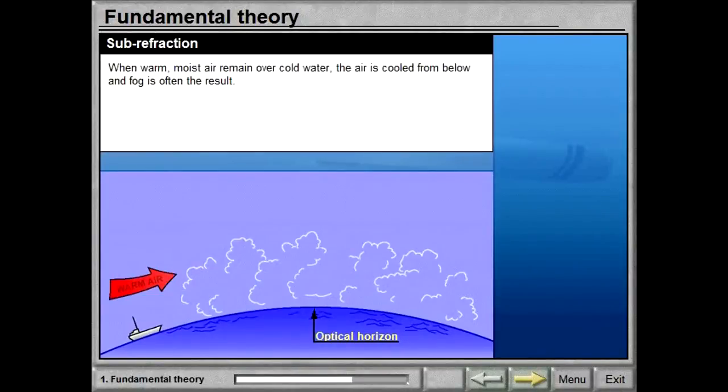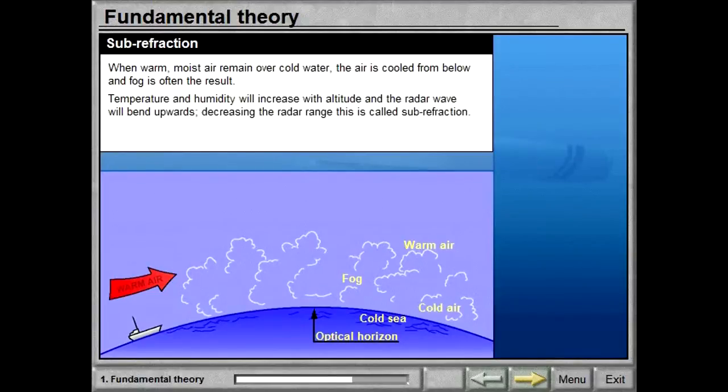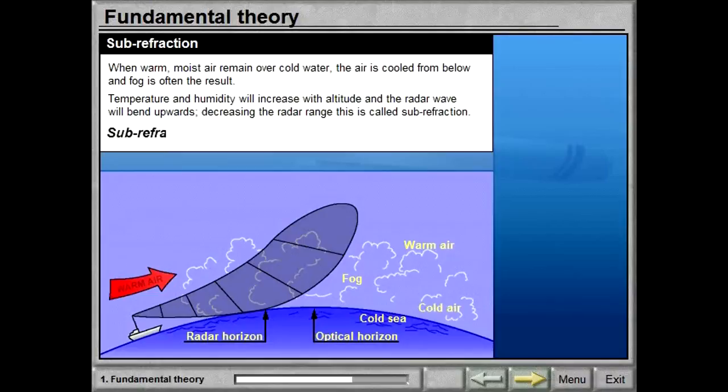When warm, moist air remains over cold water, the air is cooled from below and fog is often the result. Temperature and humidity will increase with altitude, and the radar wave will bend upwards, decreasing the radar range. This is called subrefraction. Subrefraction decreases radar range.